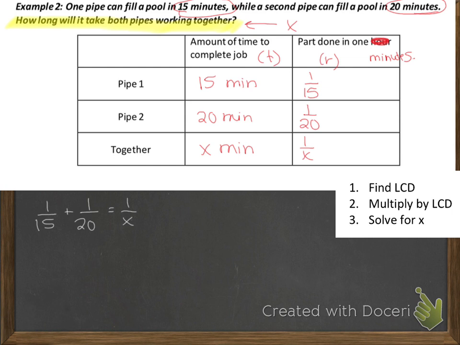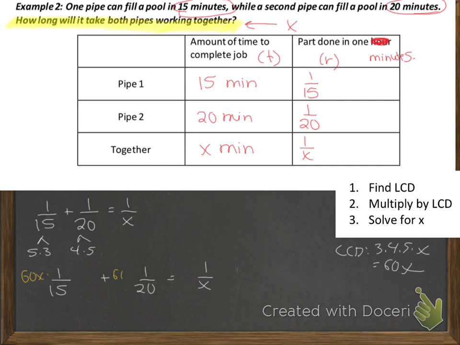Okay, so again, we want to find our LCD. 15 is 5 times 3. 20 is 5 times 4. So my LCD is 3 times 4 times 5 times x, or 60x. Okay, so I need to multiply each fraction by 60x, and then I can simplify it. So 60x here, 60x here, 60x here.